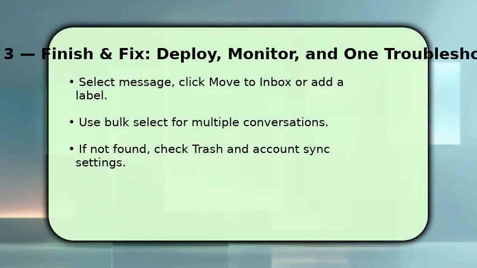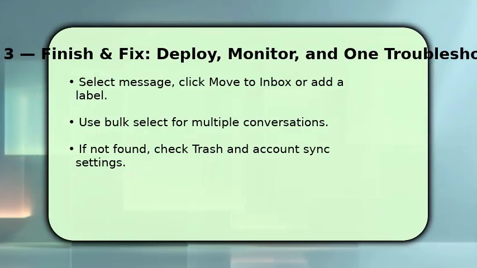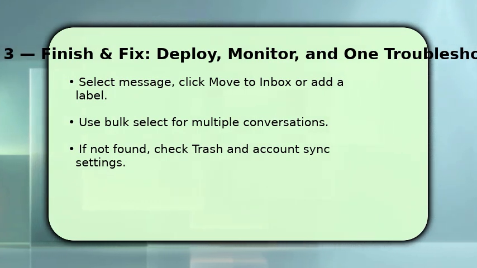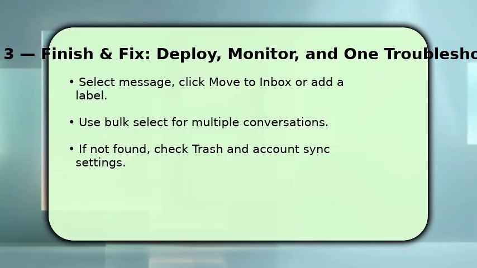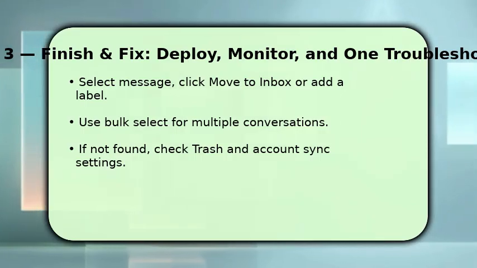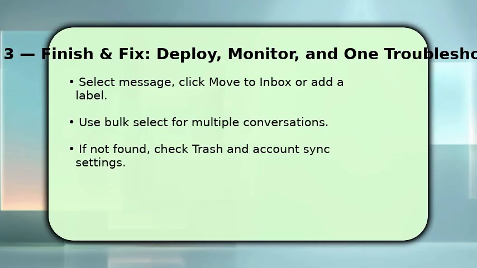When you find the archived message, decide what to do. Select it and click Move to Inbox to restore visibility, or add a label so it stays archived but is easy to find. Once done, you can create a filter to prevent re-archiving. If multiple messages match, use bulk select to act on them quickly.